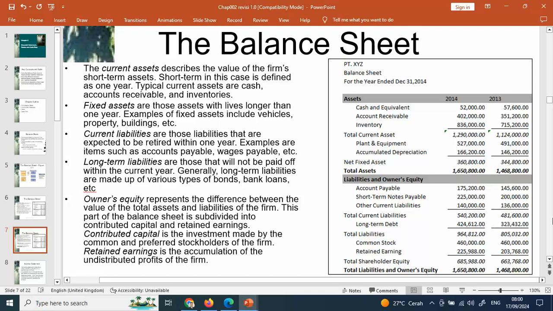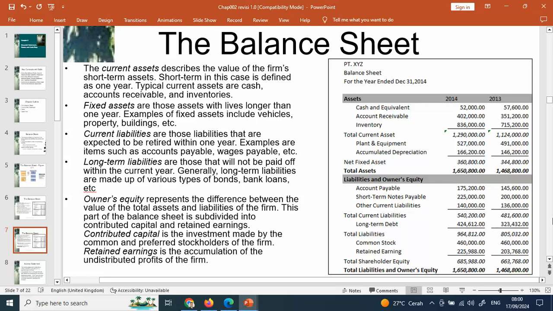Fixed assets are those assets whose lives are longer than 1 year. This one, plant and depreciation. This is fixed assets, such as property, buildings, vehicles, cars, motorcycles.